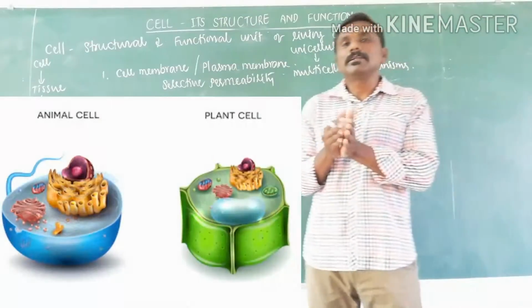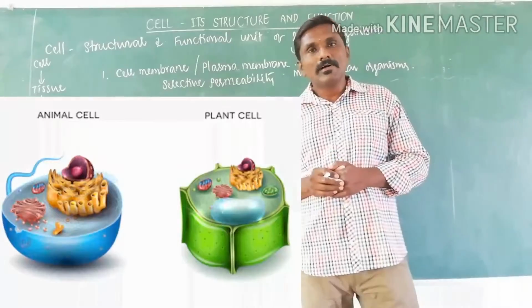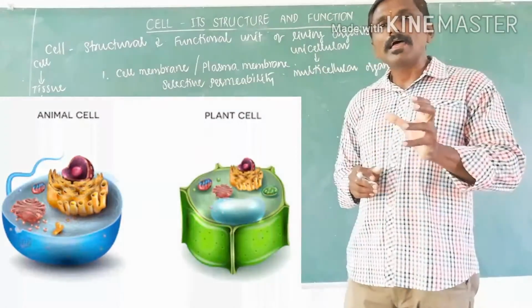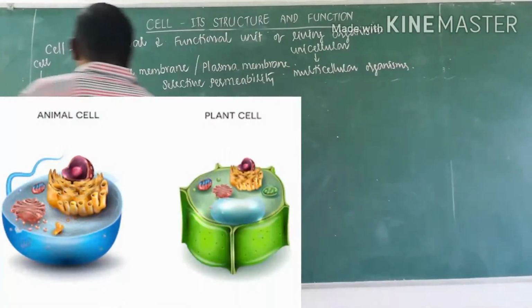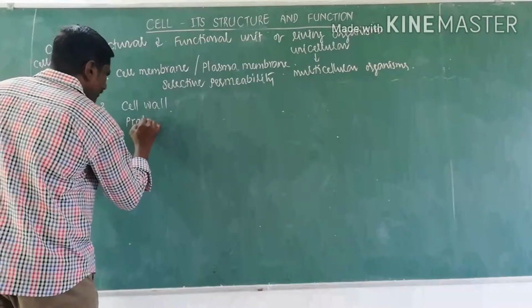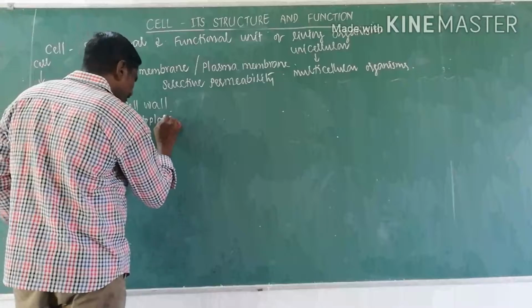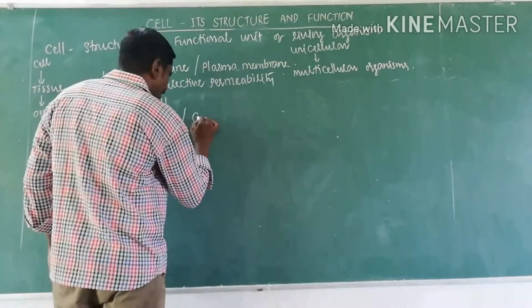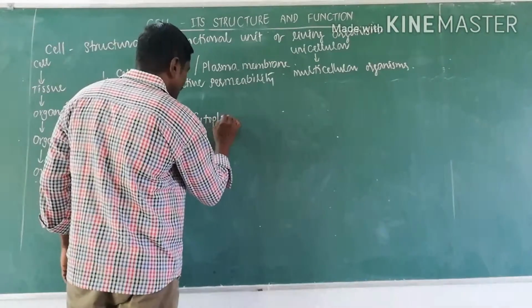Another thing, the cell wall also maintains the pressure. It keeps the equilibrium of the inward pressure and outward pressure. So this is the cell wall, present only in the plant cell.